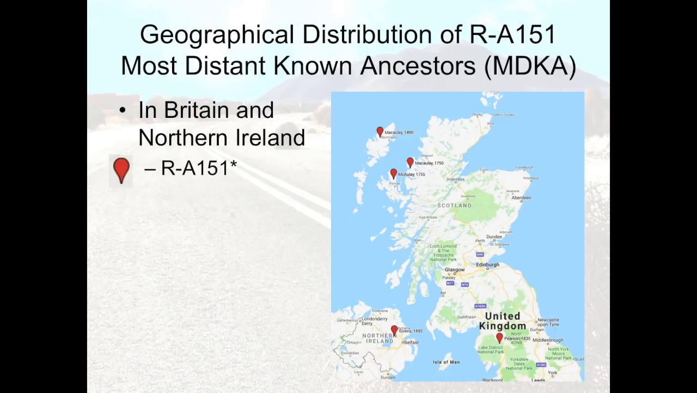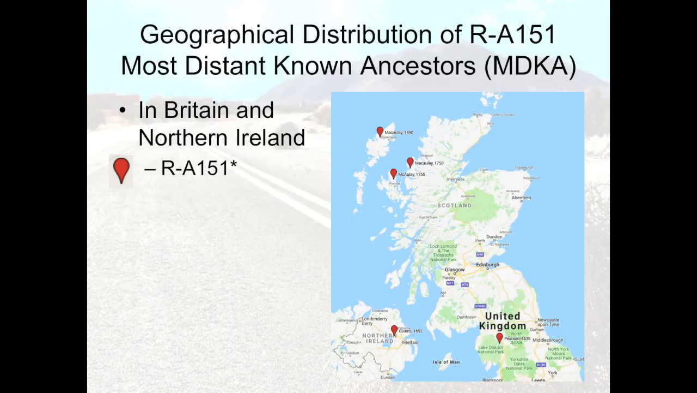Okay, if we look then at, as I was saying, the Macaulays, they have found themselves up on Lewis and Skye and on the other islands there and on the mainland of northwest Scotland. You have our friend here in the north of Ireland in Antrim. These are the locations of their most distant known ancestors and actually the times associated with them. So many of them are in the 1600s or beforehand. And we have this guy here in Cumbria.